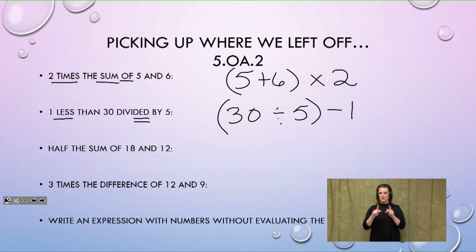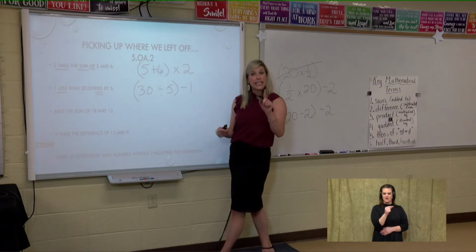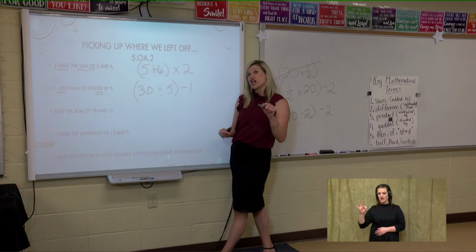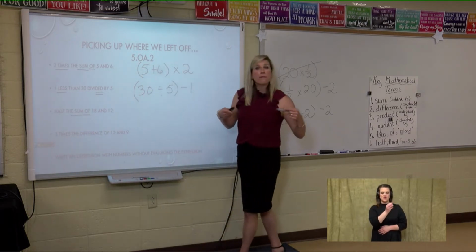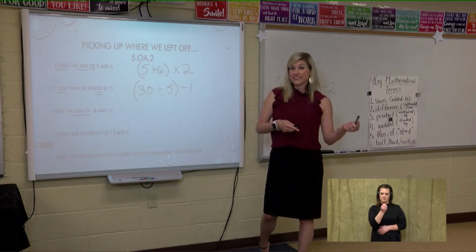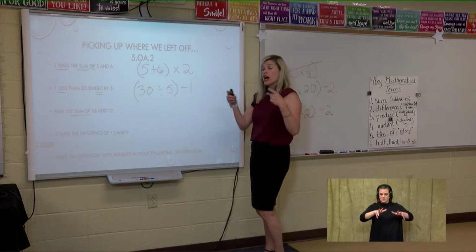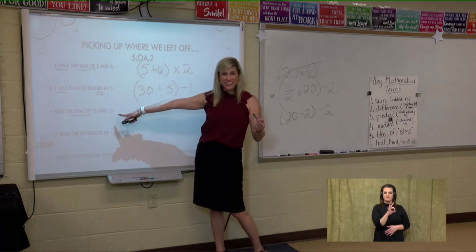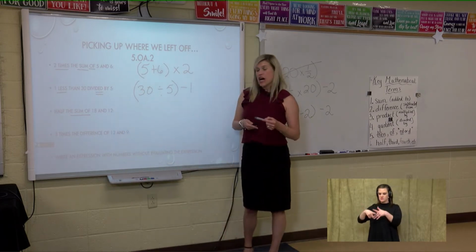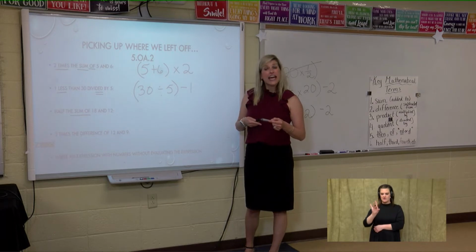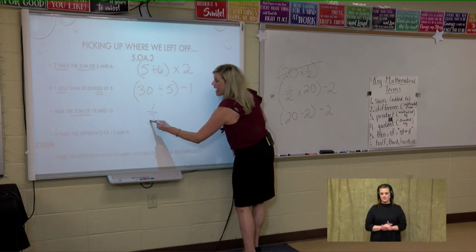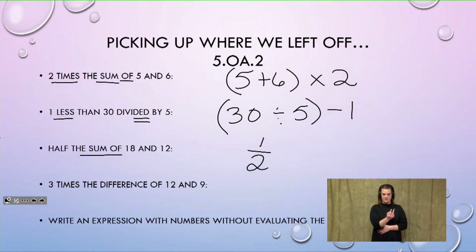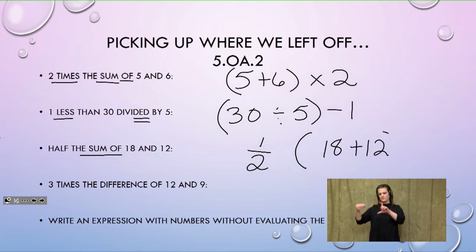All right, what about half the sum of? Again, I hear key words. I hear the sum of. The sum of means it's already been done. So half of what's already been done. So half the sum of 18 and 12. So 1 half the sum of 18 and 12.